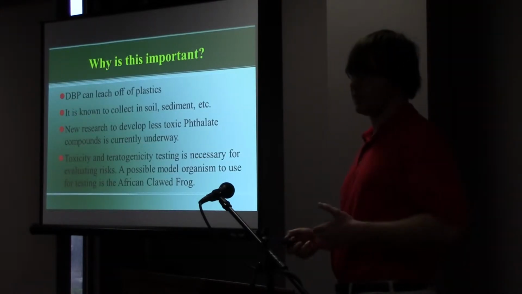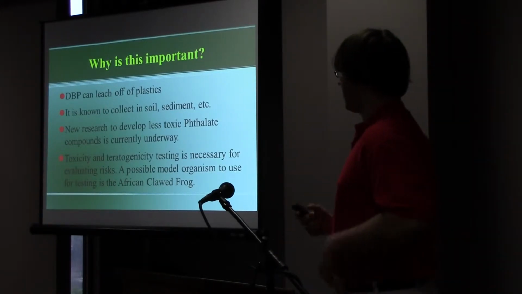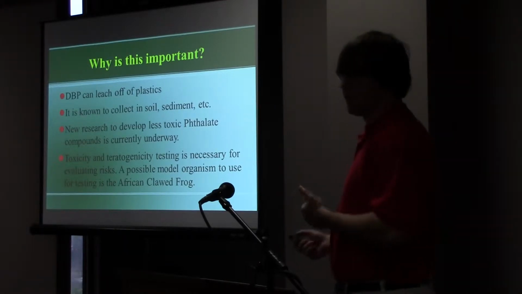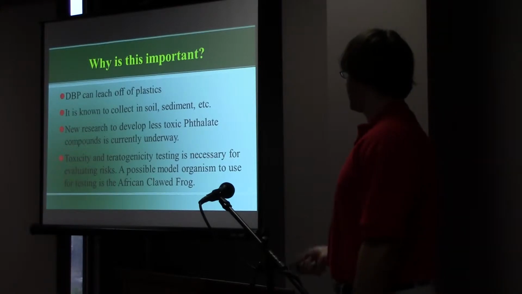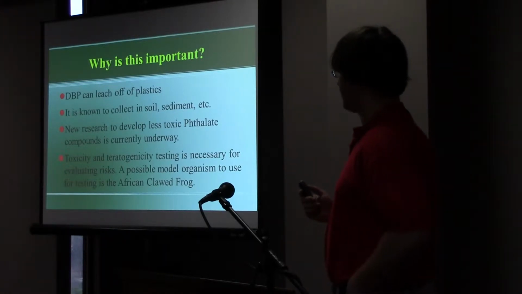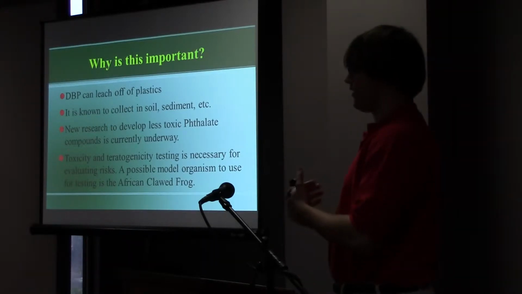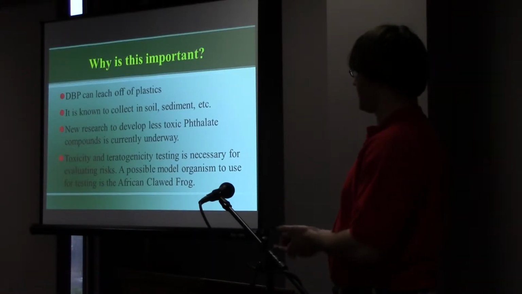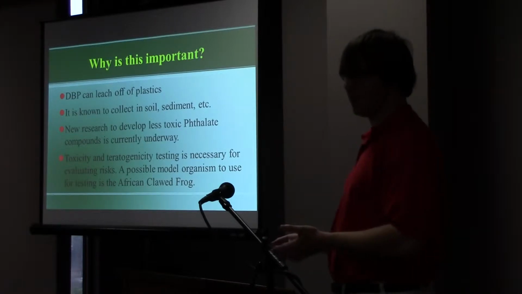So why is any of this important? Well, like I said before, it's not actually joined to the plastic molecule, so it can leach off, and it's known to collect in soil and sediment. It's also a volatile compound, meaning it can evaporate and get into the air. Right now, new research to develop less toxic phthalate compounds is being performed. But in order to detect how toxic these new compounds could be, we need a good means of assessing the toxicity and teratogenicity of the compound for the new and old phthalates.